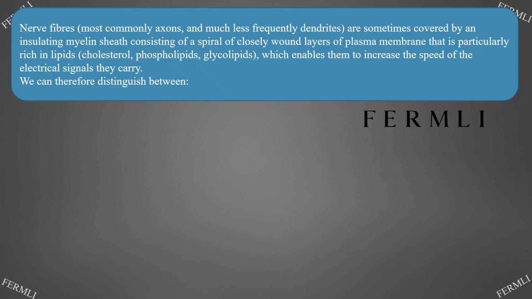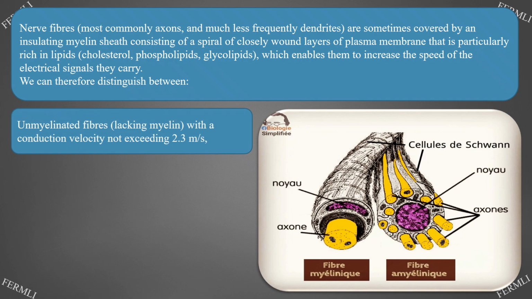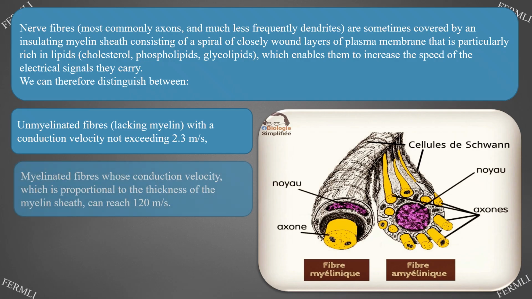We can therefore distinguish between unmyelinated fibers, lacking myelin, with a conduction velocity not exceeding 2.3 meters per second, and myelinated fibers whose conduction velocity, which is proportional to the thickness of the myelin sheath, can reach 120 meters per second.